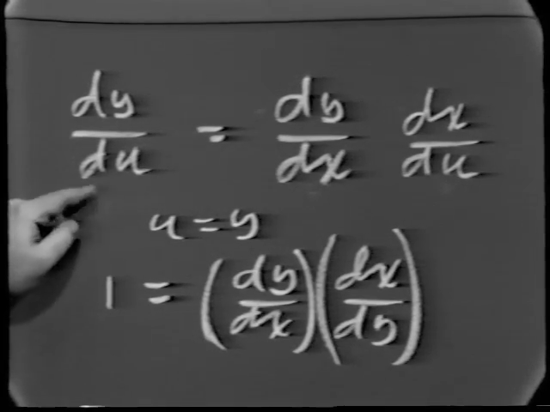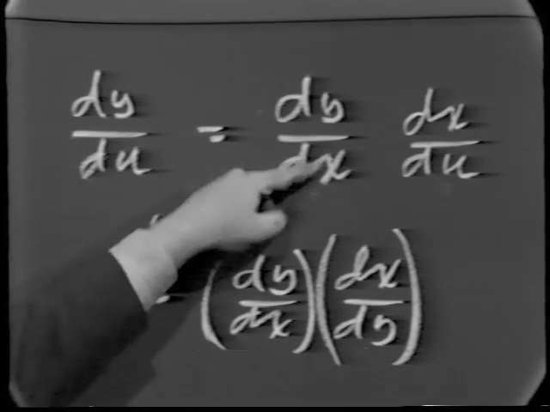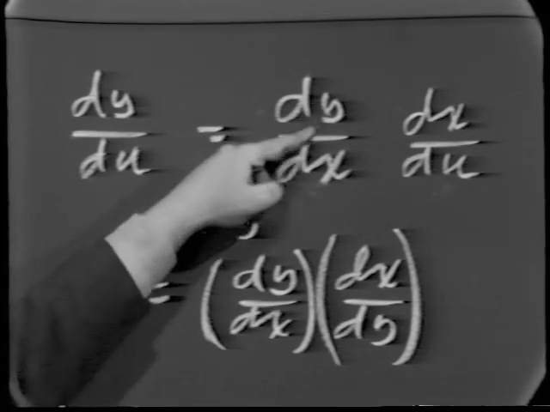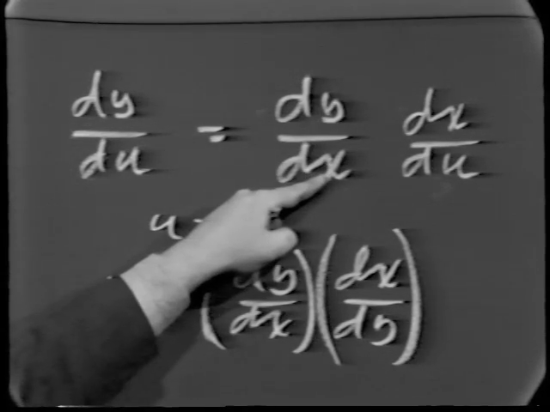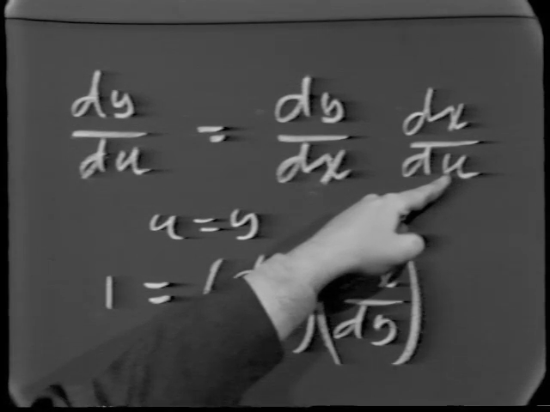In the statement of the chain rule, it did not say that y had to be a function of x and x had to be a function of u. It said y had to be a differentiable function of x. In other words, the first variable had to be a differentiable function of the second, and the second had to be a differentiable function of the third.